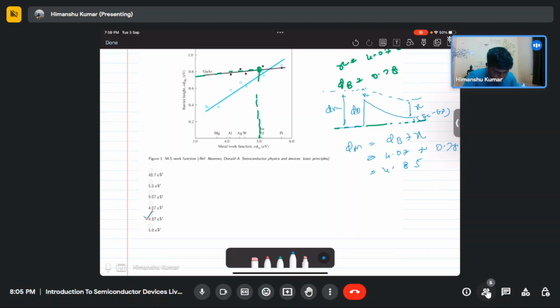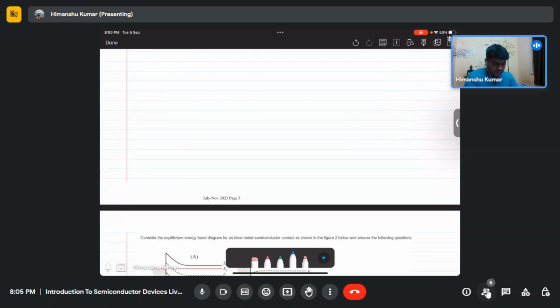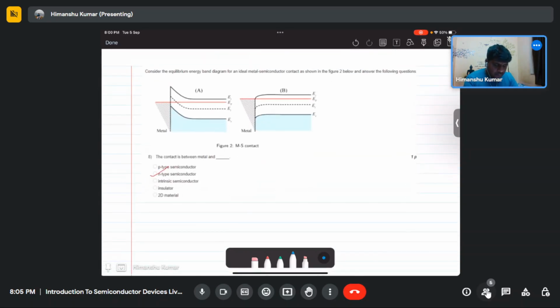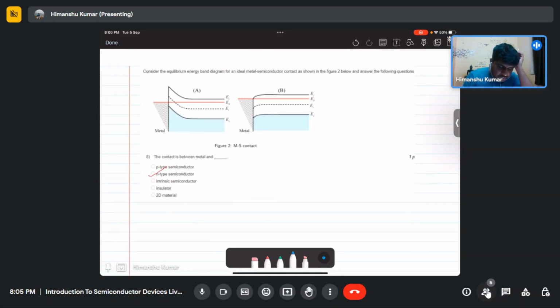The other options do not match closely. The closest option is this, and you can calculate accurately how much the band gap is. Then you can calculate the metal work function.